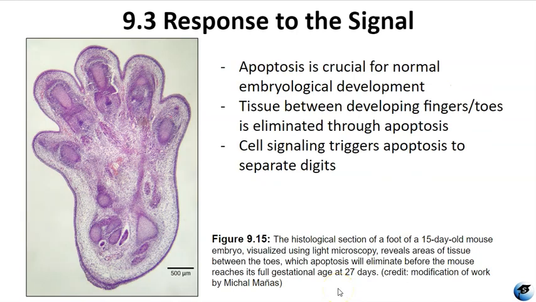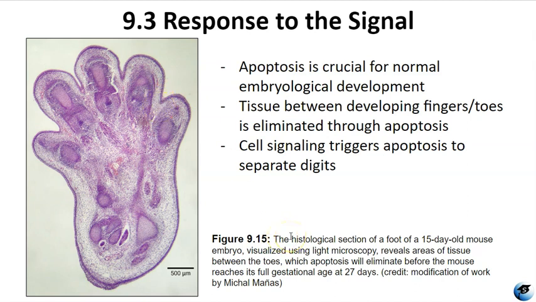So here's an example of apoptosis. It's critical for normal embryology development. So in this figure here, you can see this is a foot and it has a lot of webbing still in between the foot. So this is just an example of programmed cell death where this webbing will be eliminated while the embryo develops.